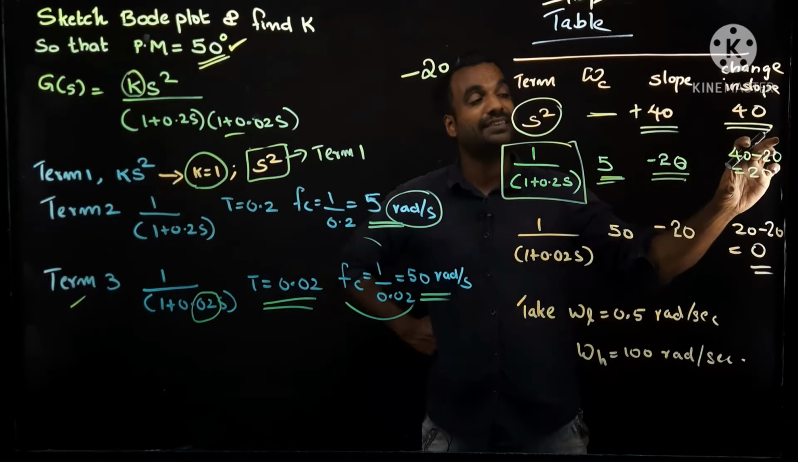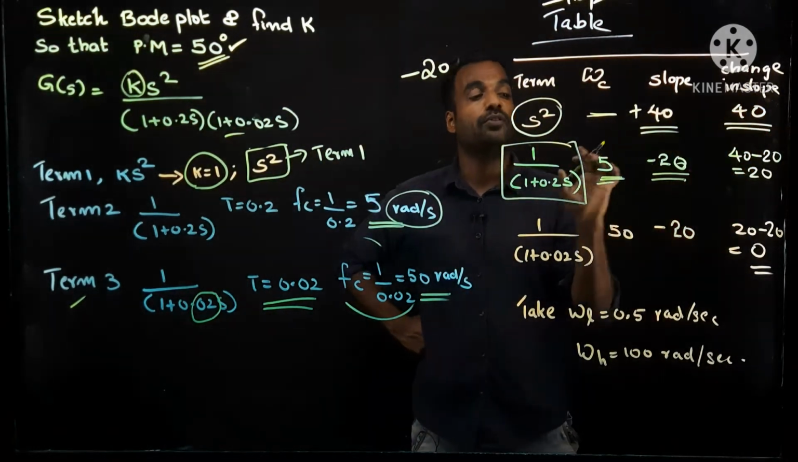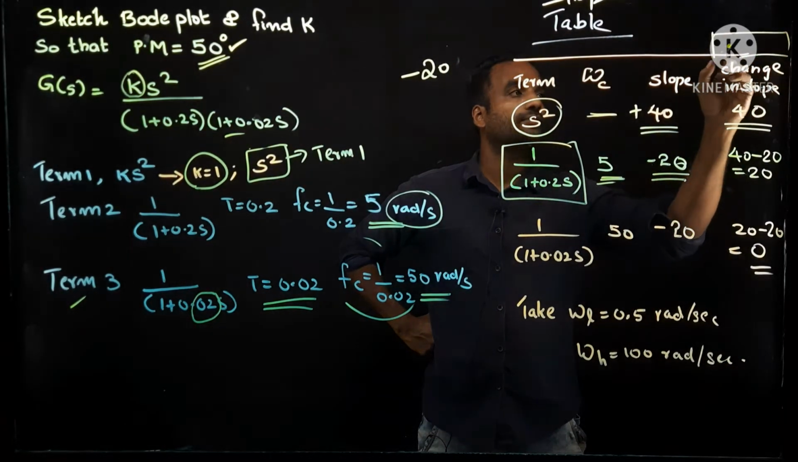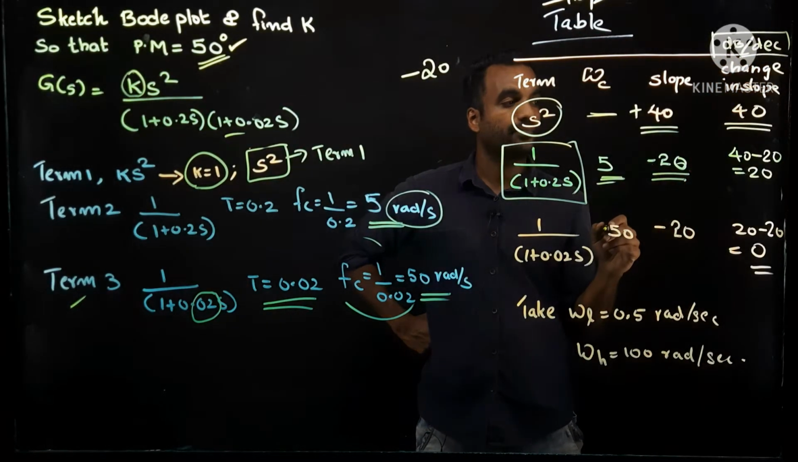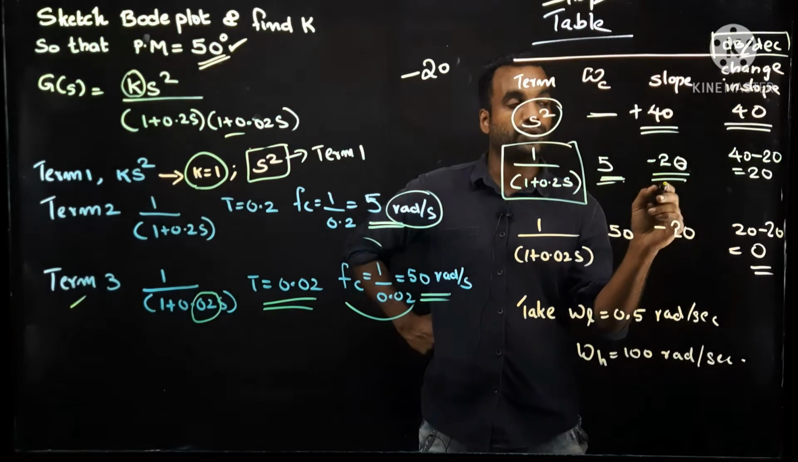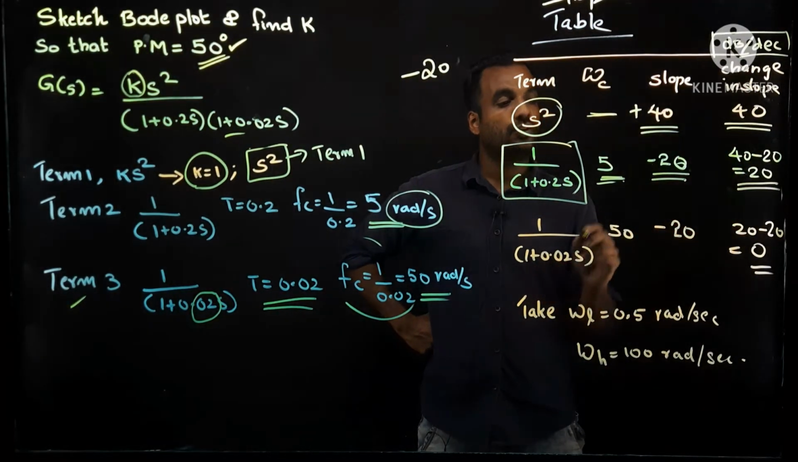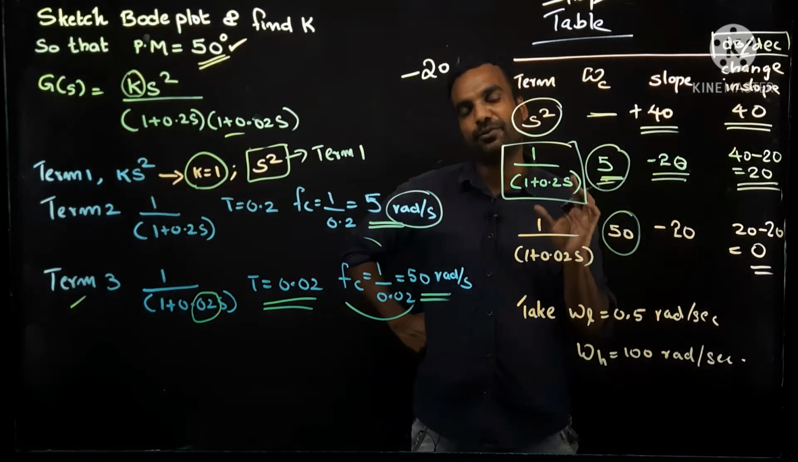Then what is the change in slope? Initially it was 40 slope up to 5. All this slope, change in slope and slope are in dB per decade, that is the unit. So initially it was 40 up to the corner frequency of 5, then we are adding another minus 20. What is the new slope? 40 minus 20, that will be 20. So from the corner frequency of 5 to 50, the slope will be 20.